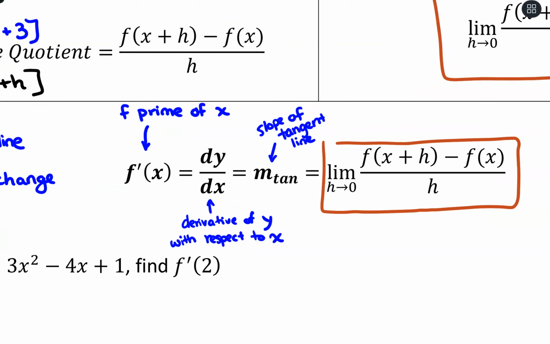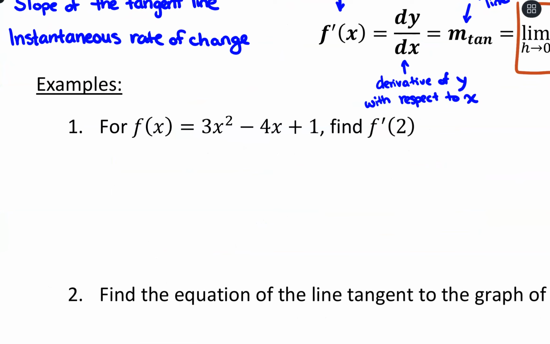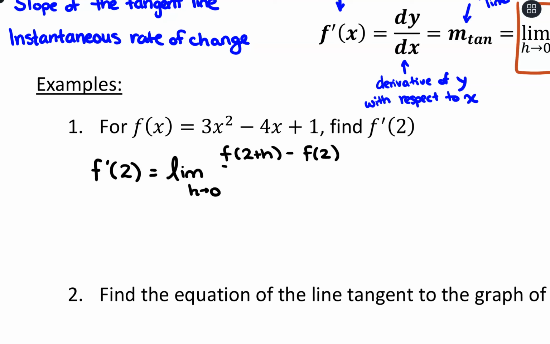So let's get into some calculations here. We have this function, 3x squared minus 4x plus 1, and I want to find f prime of 2, or the first derivative of f of x at x equals 2. So to find f prime of 2, we're going to take the limit as h approaches 0 of f of 2 plus h minus f of 2 all over h.